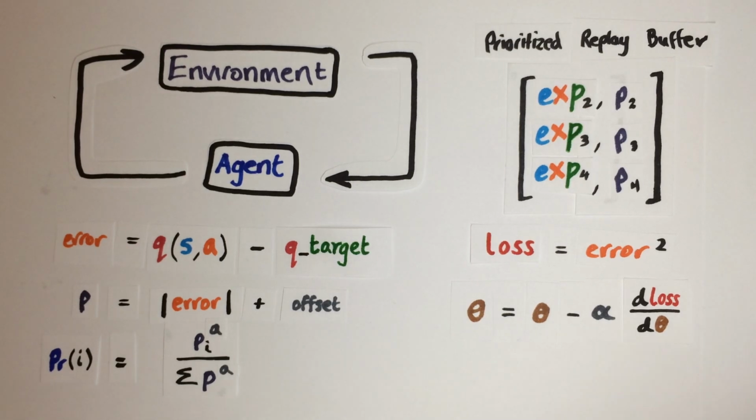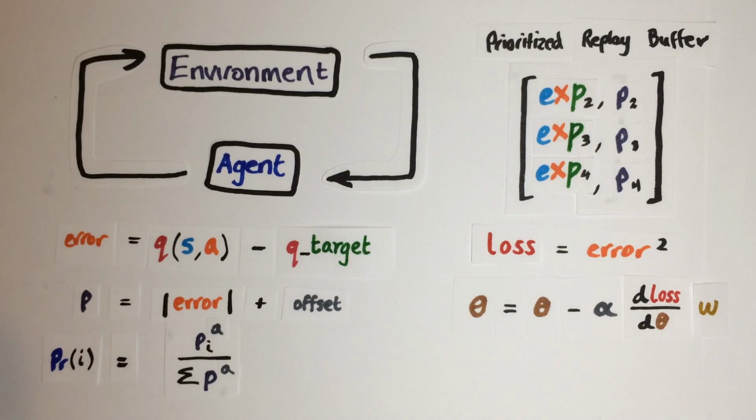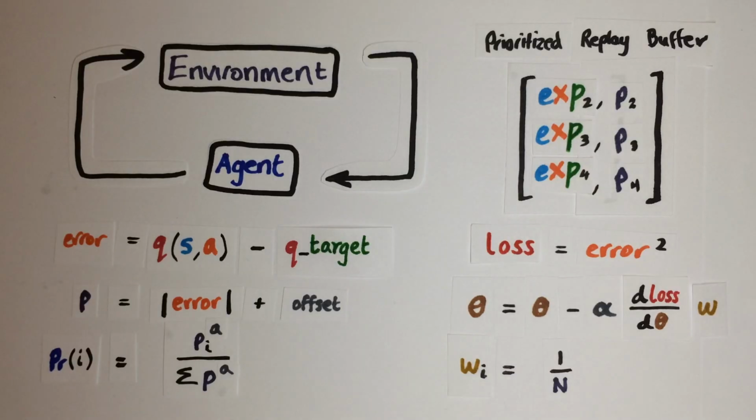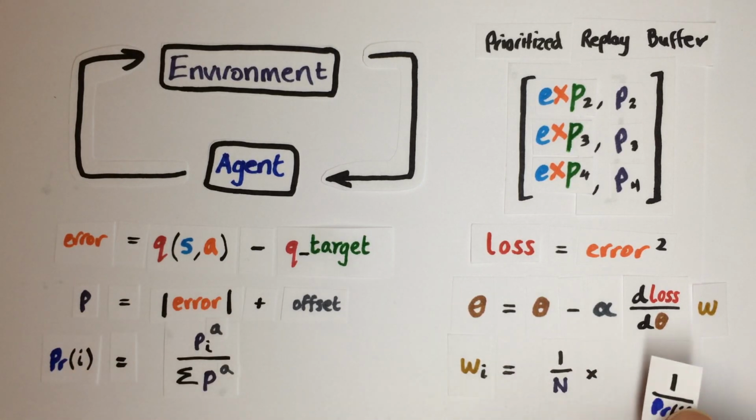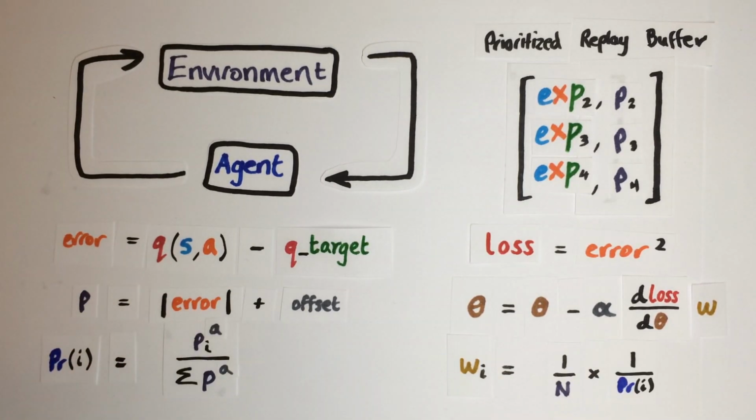So to address this, we need to scale down the update step by a weighting factor according to the probability they were sampled with. So with our priority and sampling probability that we defined here, the value of this weight factor is 1 divided by the total replay buffer size times 1 divided by the probability. This will reduce the step size for higher probability experiences and therefore avoid excessive update steps from the increased frequency of training on those experiences.